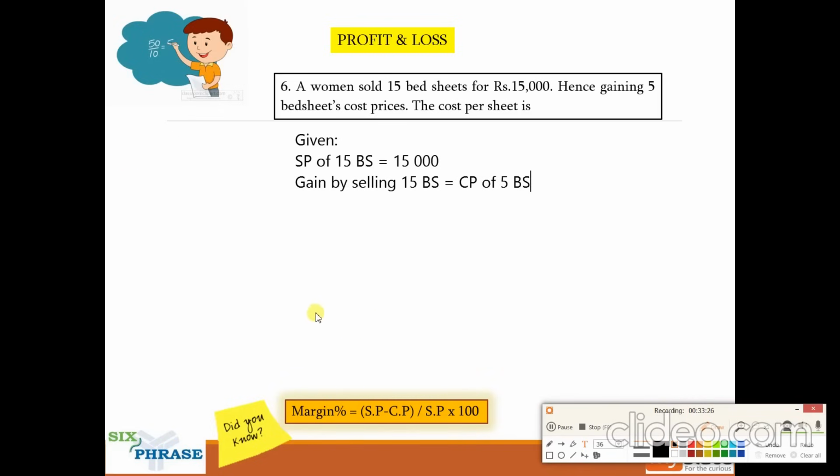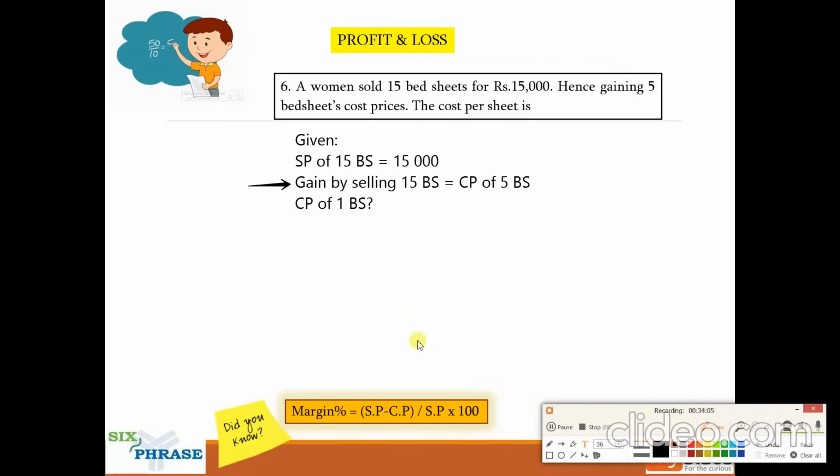And you need to find cost per sheet, or in other words, you have to find cost price of one sheet. Here we have cost price of 5 bed sheets. You have to find cost price of one sheet. There is nothing difficult in this. Just look at this second given. So it says gain by selling 15 bed sheets. What is the formula for gain?